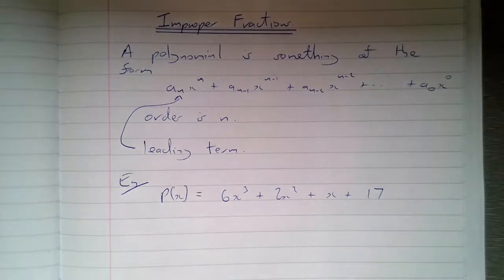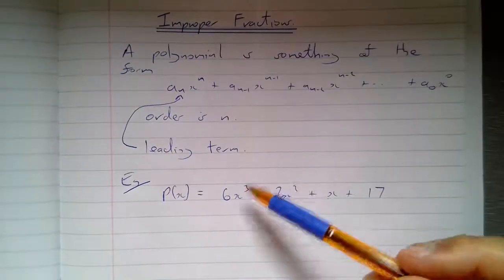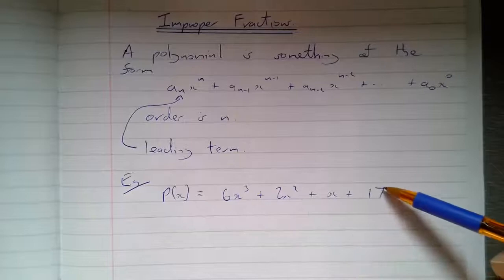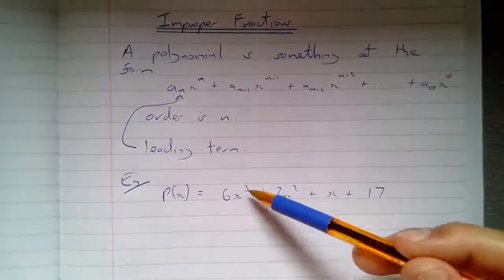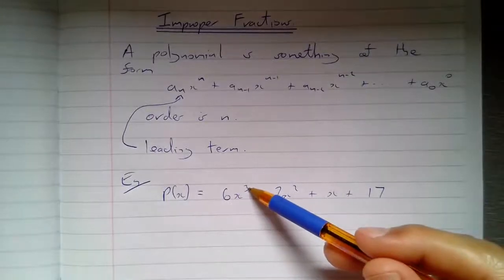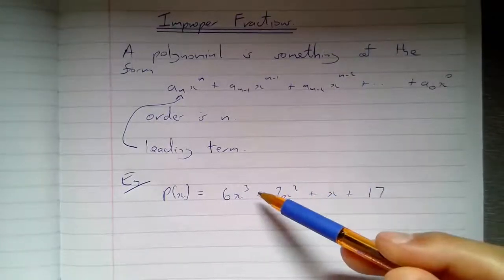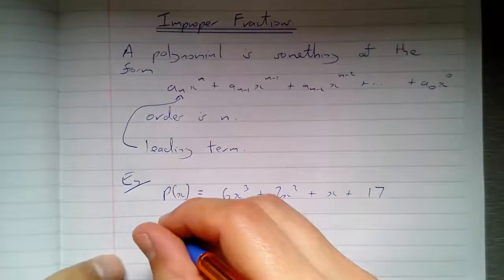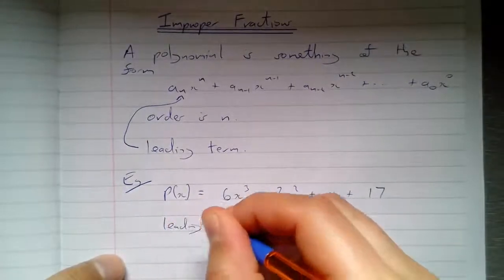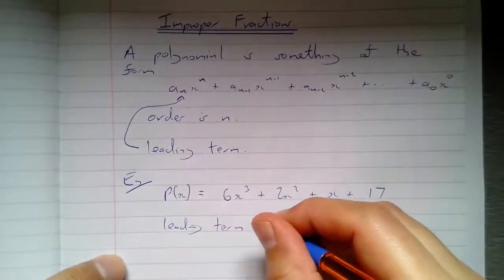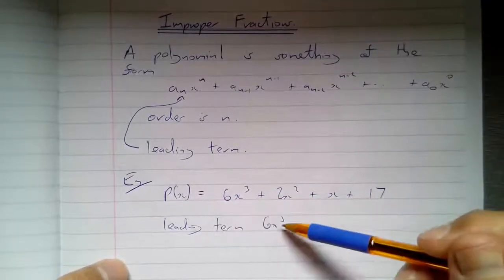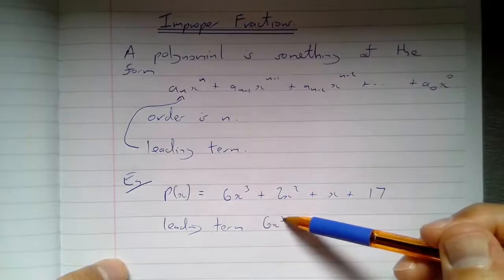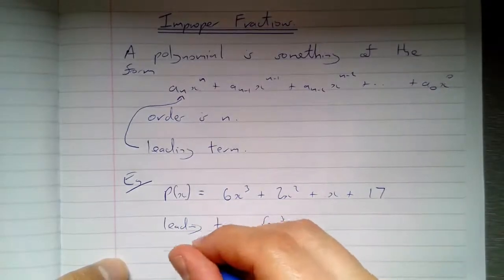Okay, so the leading term is this one. This is a term, this is a term, this is a term, and this is a term. This is the leading term, not because it's at the front, but because it's got the highest exponent on its x term. So the leading term would be 6x cubed, and the order of this polynomial is whatever the exponent is of the leading term. So this would be of order 3.